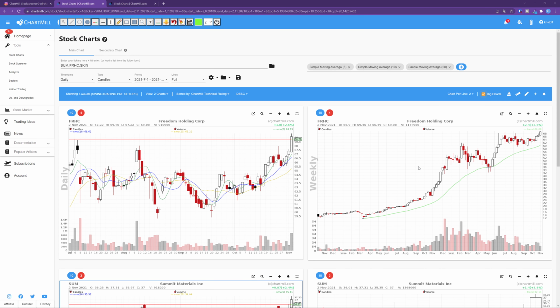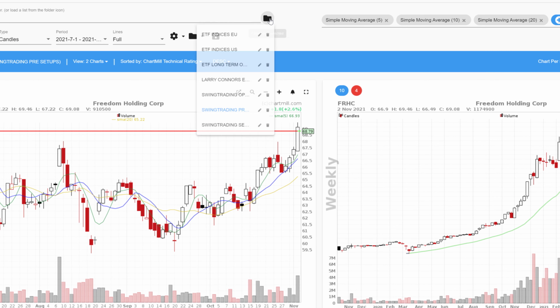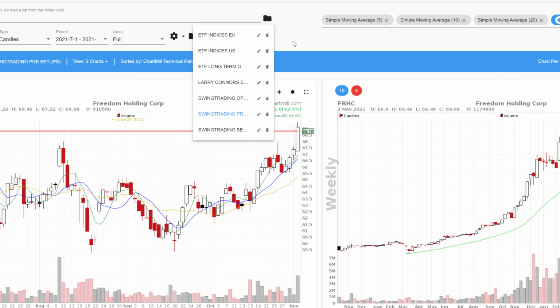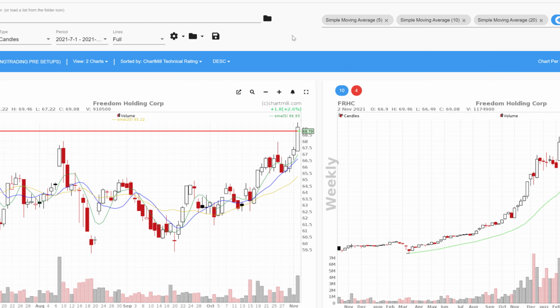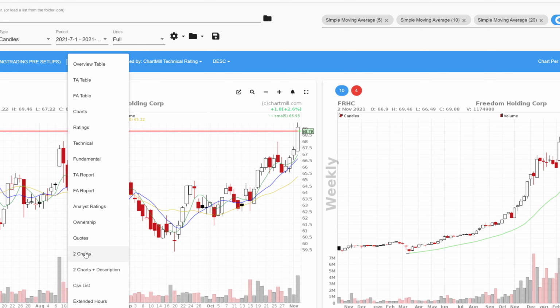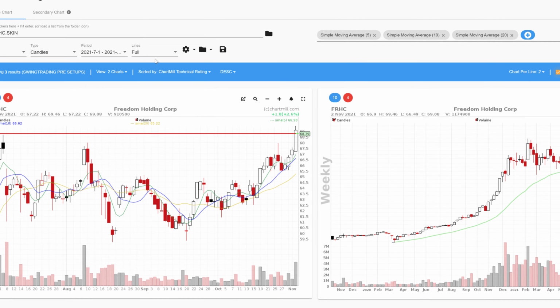From here on, the actual analysis begins. I open up my pre-setups watch list in the StockCharts application. As always, I start my workflow with two things. First of all, I change the view to two charts. That way I can view two charts next to each other. On the left, the daily chart, on the right, the weekly chart.